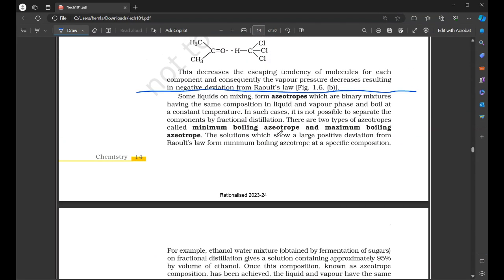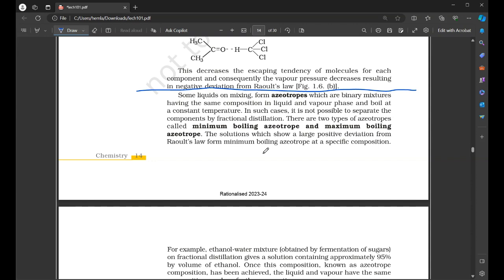Starting with azeotropes, some liquids on mixing form azeotropes, which are binary mixtures having the same composition in liquid and vapor phase and boil at a constant temperature. In such cases, it is not possible to separate the components by fractional distillation. There are two types of azeotropes called minimum boiling azeotrope and maximum boiling azeotrope.